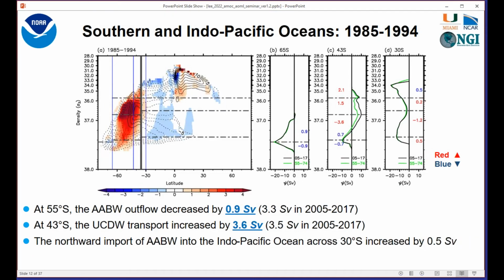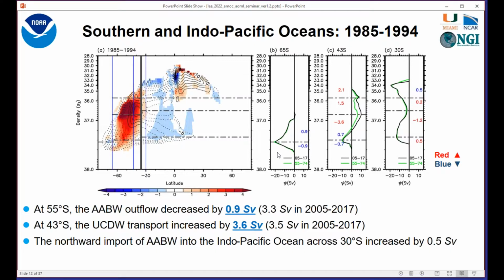Okay, let's go to even earlier periods, 1985 to 1994. You see that you barely see any influence from the Southern Ocean in the Indo-Pacific. You don't see much influence here, especially in the bottom part. It is actually even increased.